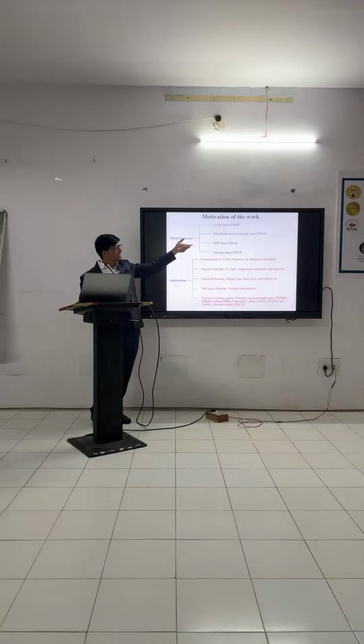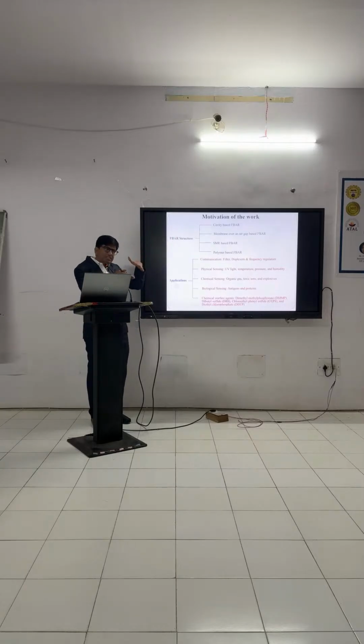Then the third one is the SMR-based FBAR, which is based on a reflector layer. And the fourth structure is polymer-based. Instead of a mirror, we can use a polymer that has an acoustic impedance near to air. You can think about which polymer can give you an acoustic impedance similar to air. So instead of a mirror, we can utilize that polymer layer to reflect our signal. Because what is my goal with this device? I have to confine my acoustic signal.